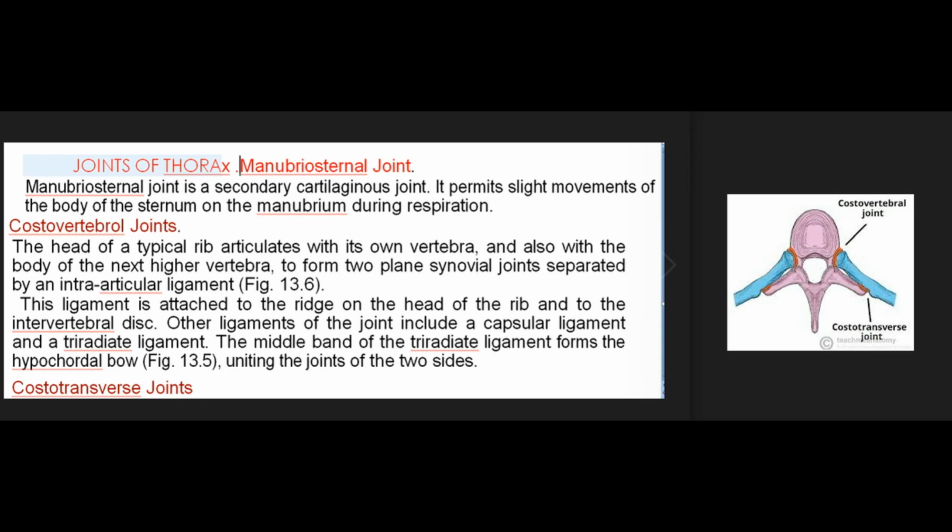Costovertebral joints. The head of a typical rib articulates with its own vertebra, and also with the body of the next higher vertebra, to form two plain synovial joints separated by an intra-articular ligament. This ligament is attached to the ridge on the head of the rib and to the intervertebral disc. Other ligaments of the joint include a capsular ligament and a triradiate ligament. The middle band of the triradiate ligament forms the hypochordal bow, Fig 13.5, uniting the joints of the two sides.